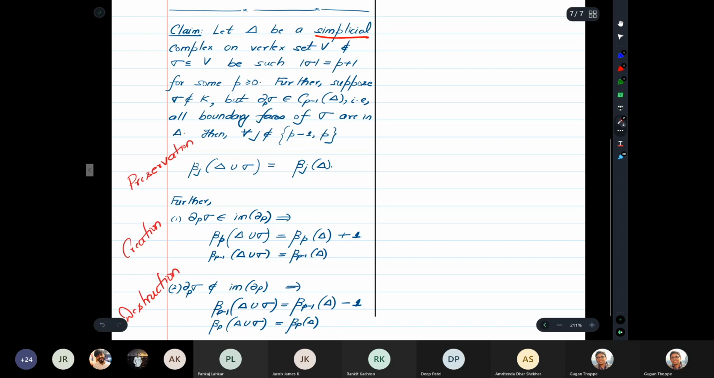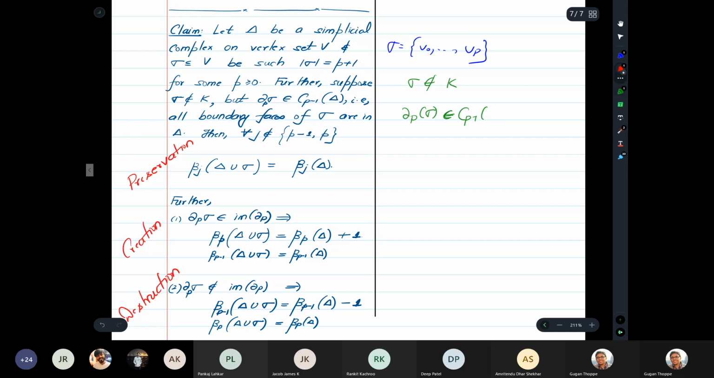Let delta be a simplicial complex on some vertex set V, and suppose sigma is a subset of V such that sigma has p plus 1 vertices. So let's say sigma is made up of v0 all the way up to vp. And further, suppose that this sigma does not belong to K. However, its boundary faces all lie in K, right? So this belongs to C p minus 1 of K.